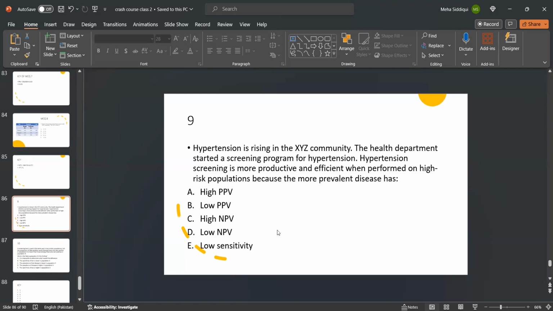MCQ number 9. Hypertension is rising in the XYZ community. The health department started a screening program for hypertension. Hypertension screening is more productive and efficient when performed on a high-risk population because the more prevalent disease has: high PPV, low PPV, low NPV, and low sensitivity. High prevalence leads to high positive predictive value. That's the right option.